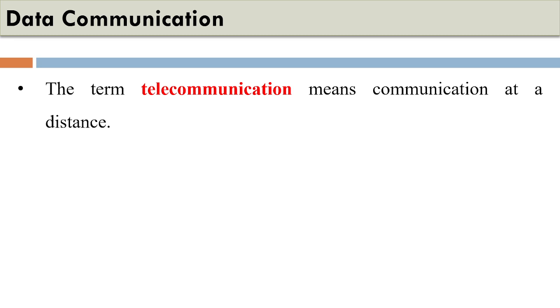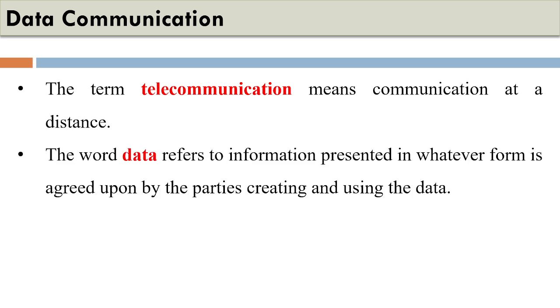Now let's move on to the data communication. Here, if we try to understand what telecommunication means, the communication which is done at a distance is usually called telecommunication. Now, the word data here actually means that there is information, whatever be its form, it has to be agreed upon by both the parties, one sending, another receiving. So here the data basically refers to the information.